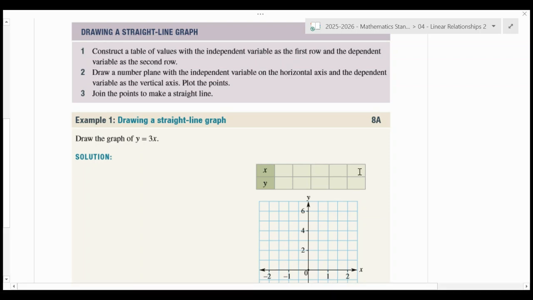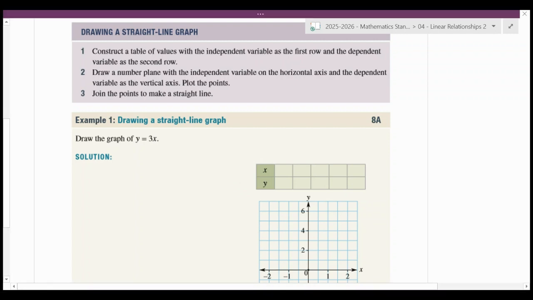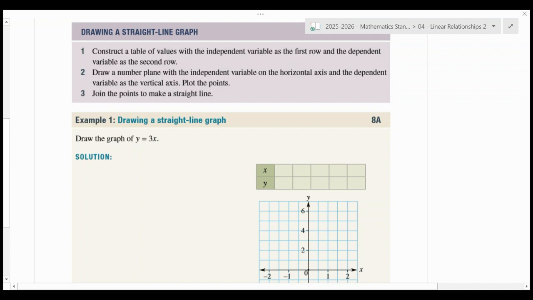All right, we are doing linear relationships, and the first bit we're doing is drawing a straight line graph. Now, for this particular one, they've got a formula. So what we're going to do is create a table of values. You don't have to create a table of values, but it is a nice, easy way of doing things. And then once we've got the table of values, we're going to plot the points.